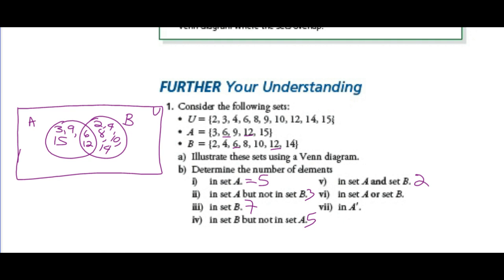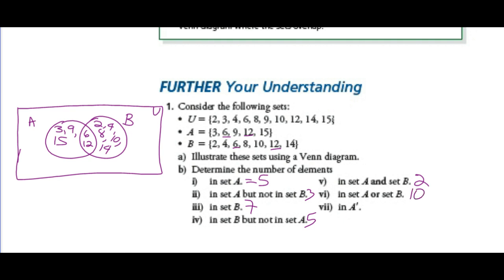How many in set A or set B? How many are in U? 10. Okay, so in set A or set B, there's nothing outside of set A or set B, right? There's no 31 students who don't do either. You're either in A or B or you're in both. So how many are in A or B? 10. Right, all 10 of the elements.